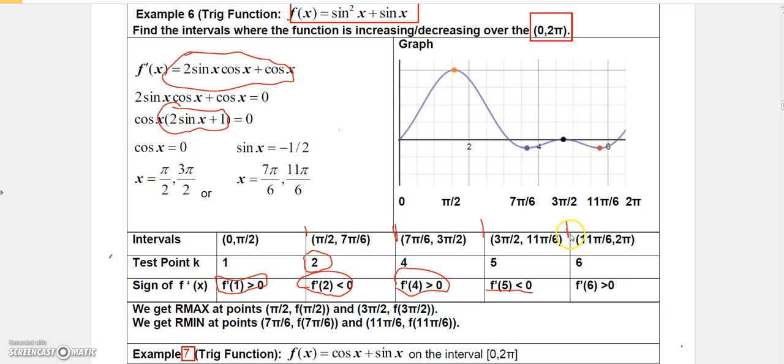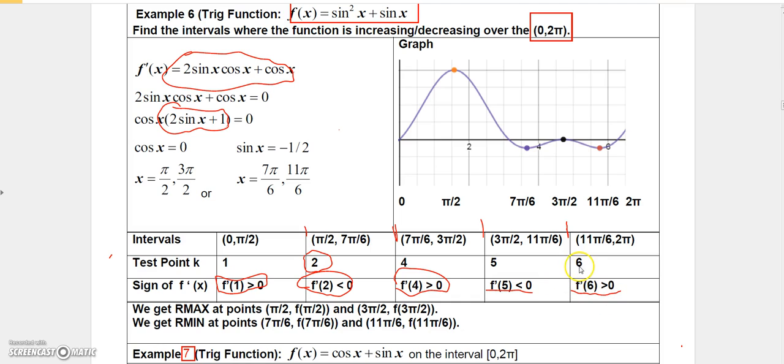And then the last critical number is 11 pi over 6. To the left of 11 pi over 6, we know the derivative is negative. If I pick a number to the right of 11 pi over 6, like the number 6, and I evaluate the derivative up here at 6, I came out with a positive value.